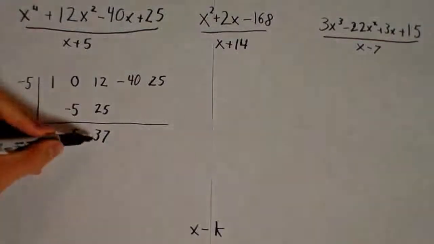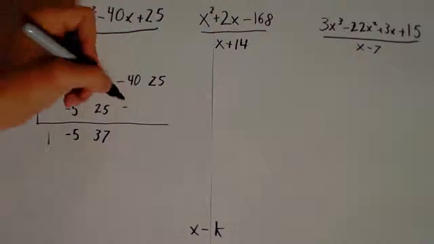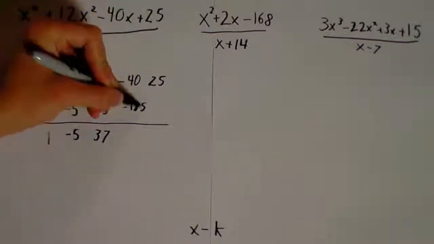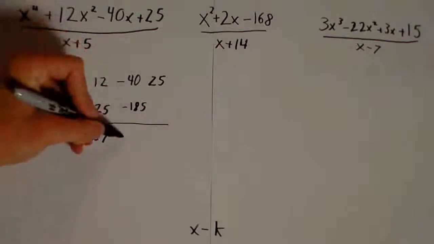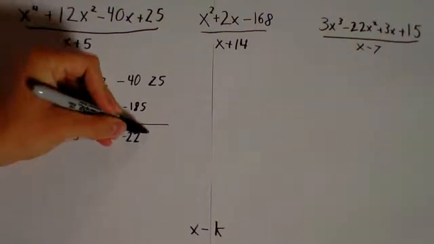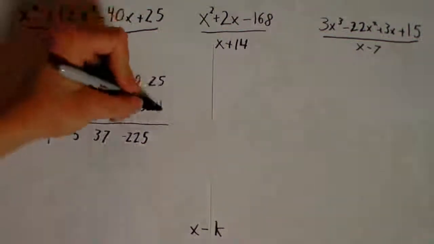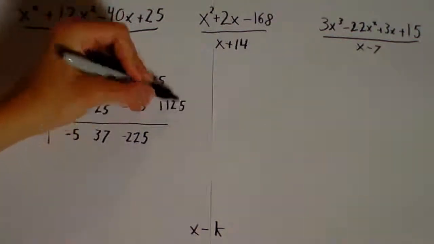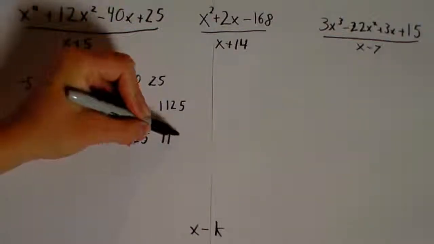37 times negative 5 should be negative 185. And then negative 40 plus negative 185 should be negative 225. And finally, negative 225 times negative 5 is positive 1,125. Plus 25 is going to be 1,150.